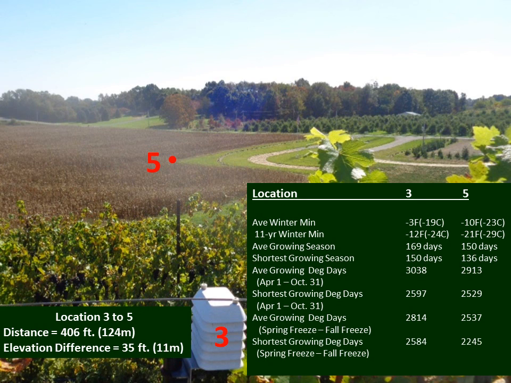And if we take the shortest growing season from spring freeze to fall freeze, very similarly, about 340 growing degree days difference. So I implore you, when you look at property, to look it over carefully. The real issue here is, as we said in previous videos, do the locations that you are considering for a vineyard export cold air, or do they import cold air? And you could see by these numbers that it really, really, really makes a difference.